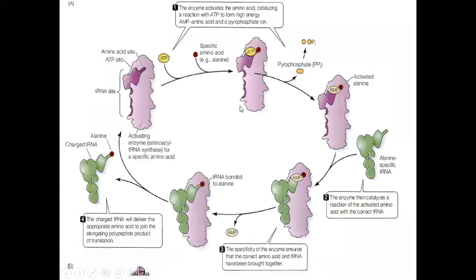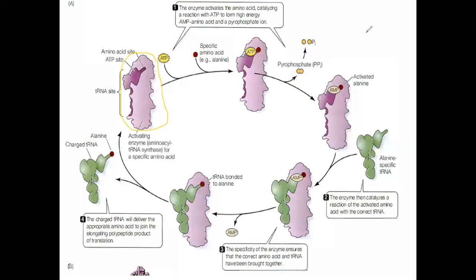So let's go to the illustration. Let me just get my pencil. If you look here, we have the enzyme, the aminoacyl transfer RNA synthetase, which is specific for a particular amino acid. In this case, both the transfer RNA and this aminoacyl transfer RNA synthetase are specific for the amino acid alanine, right? You can see alanine right here.